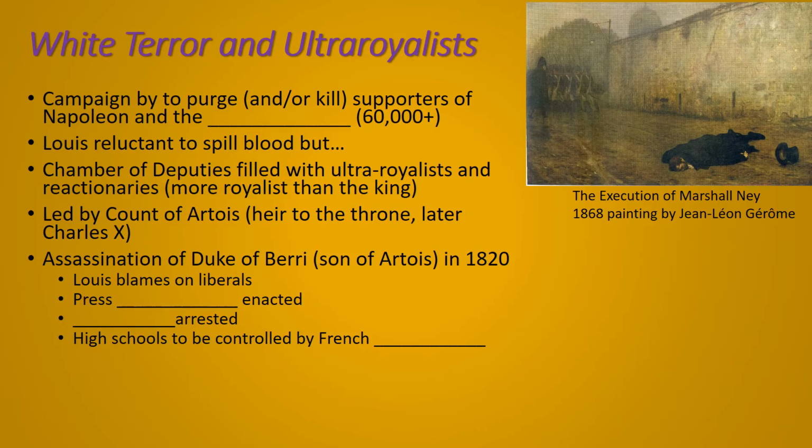There'll be an assassination of the Duke of Berry, the son of Artois. Louis blames it on liberals or radicals. So you will see him doing some unliberal things. You'll see him doing press censorship, limiting what newspapers can do. Radicals will be arrested and tried for crimes against the state. High schools, which were seen increasingly as the breeding ground for radicalism, or at the very least liberalism, will be turned over to French bishops. Because remember, the Catholic Church is one of those three pillars of conservatism, and bishops are not going to teach liberalism. They will teach the young people how to be good conservatives.